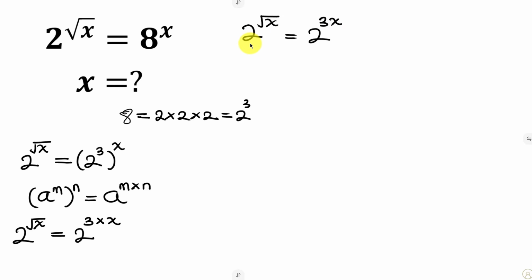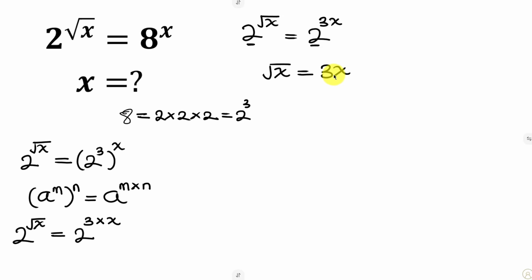Now notice that the base on the left and on the right are the same. That means the exponent on the left and on the right must also be the same for this to be true. So that means the exponent on the left, which is the square root of x, must also be equal to the exponent on the right.